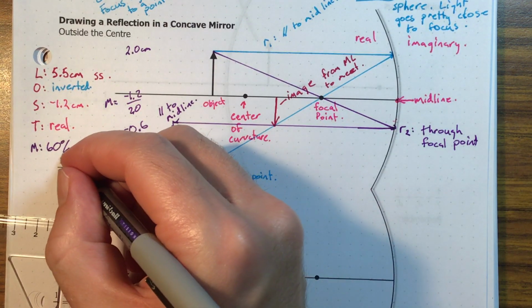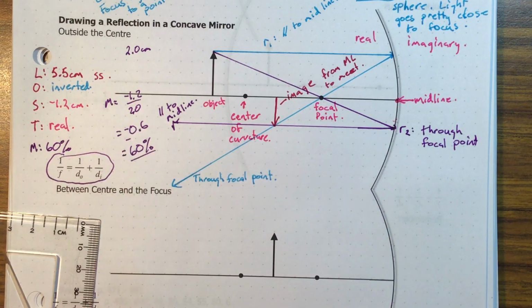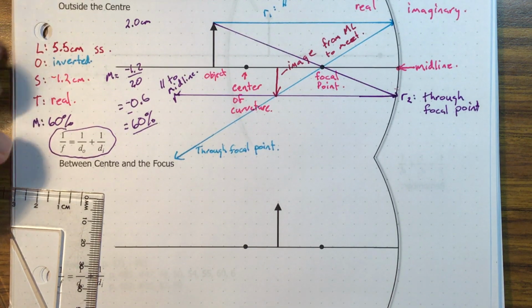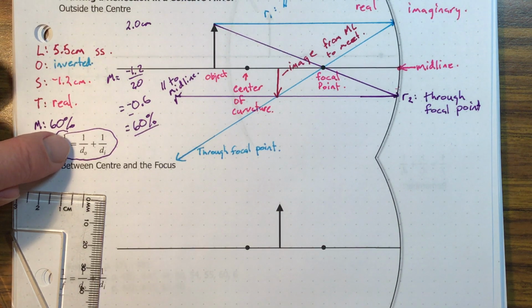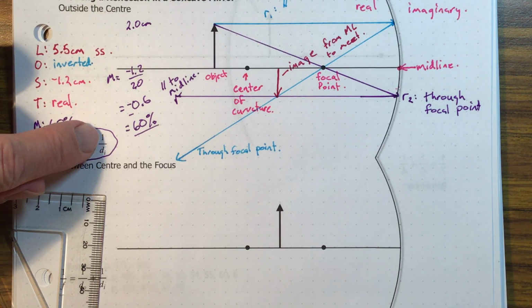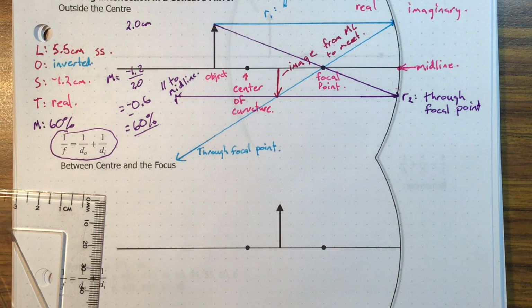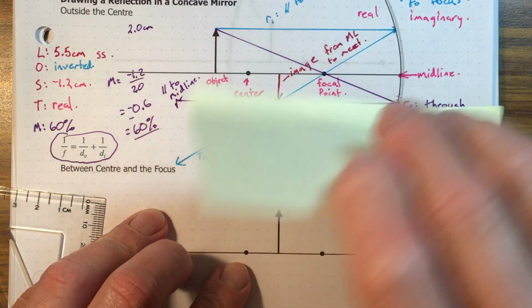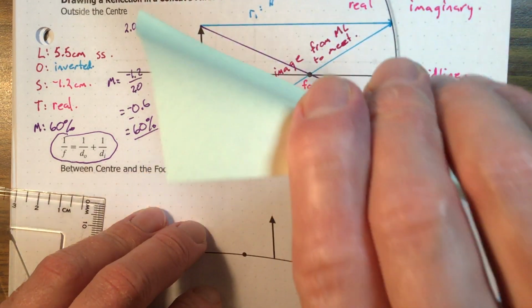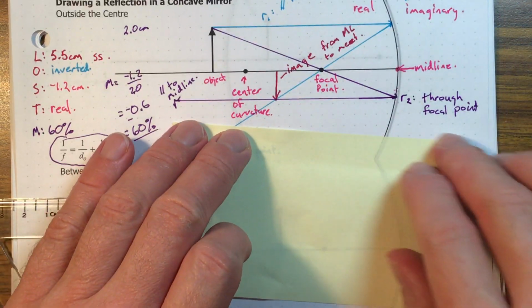Now, what's this little formula here? I'm going to take out a sticky note, and with this little formula we're going to see how close we are. This formula is supposed to work for mirrors. This is the mirror equation: 1 over the focal length is equal to 1 over the distance to the object plus 1 over the distance to the image. Okay, so we're going to see how accurate we are.